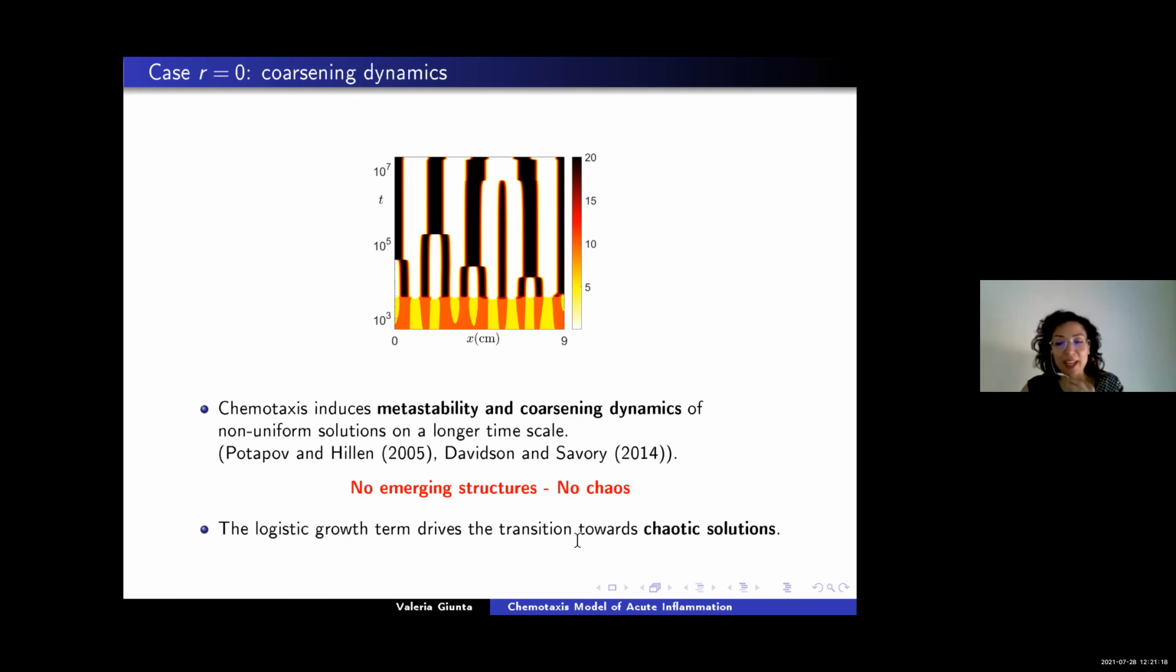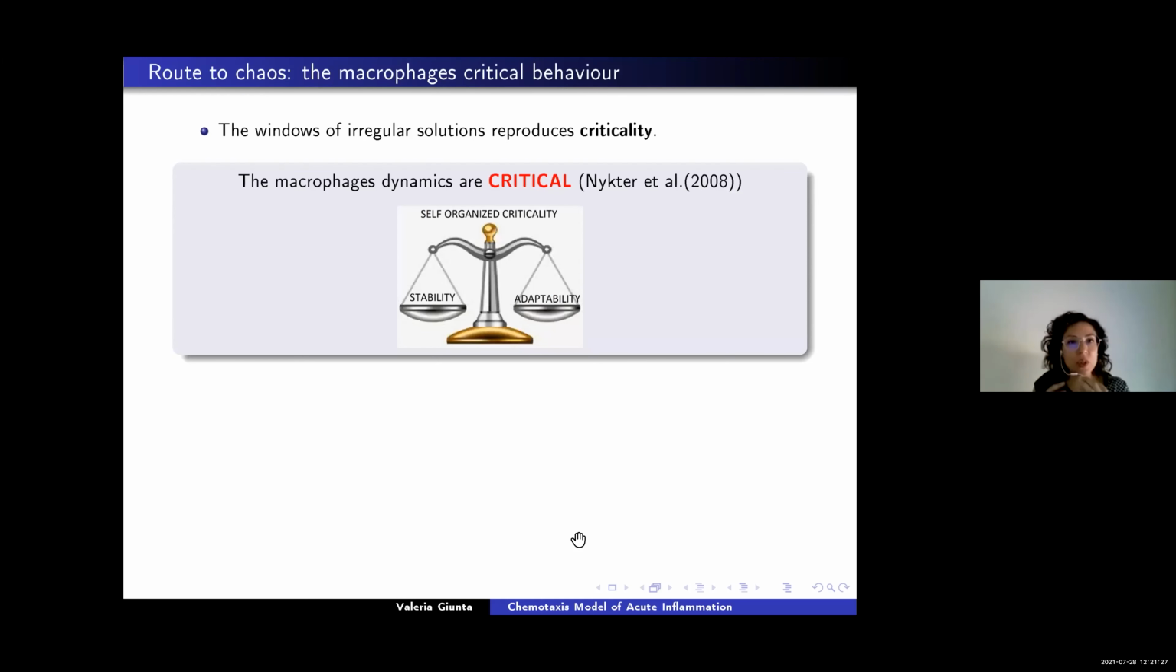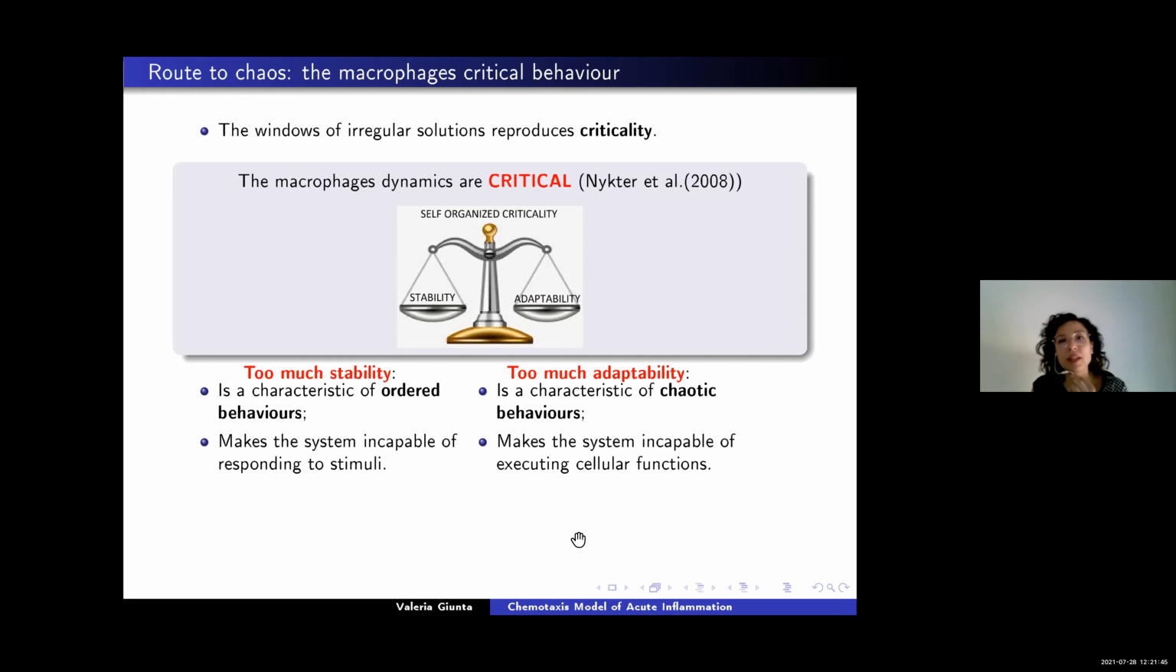But we are dealing with a biological system, so we would like to understand the meaning of these chaotic solutions. The windows of irregular solutions reproduce criticality. A living system is said to be at criticality when it lives at the edge between ordered and disordered states, which are generated by stability and adaptability. And criticality is the good balance between stability and adaptability.